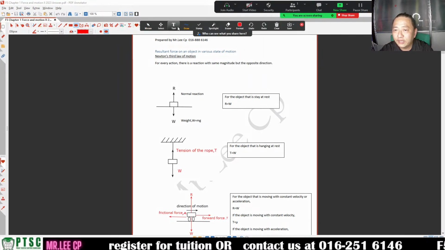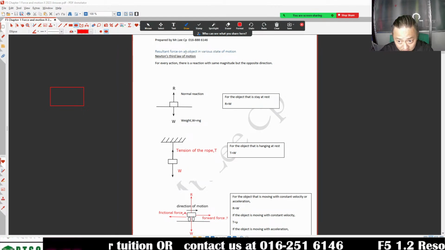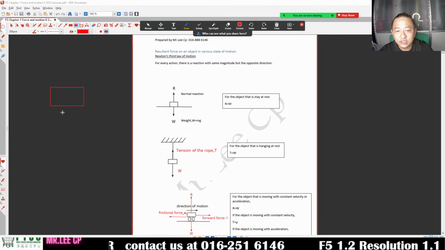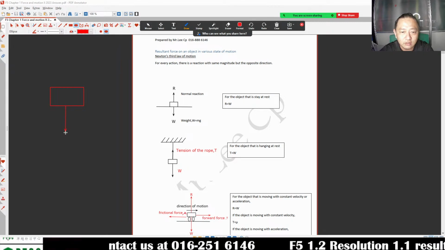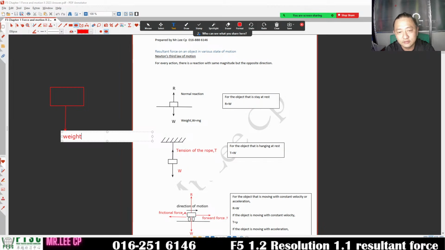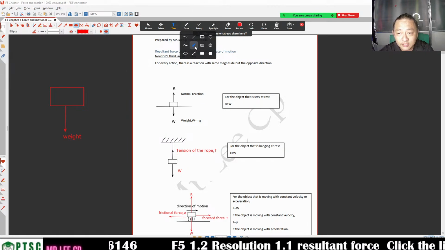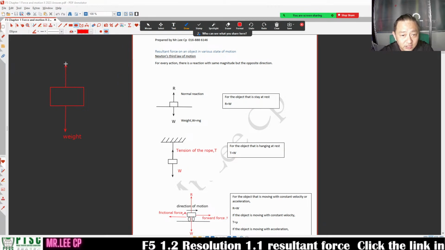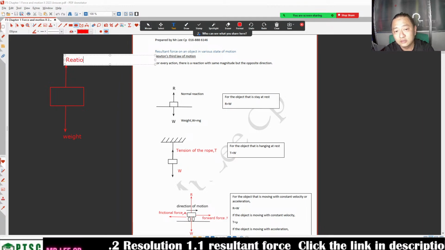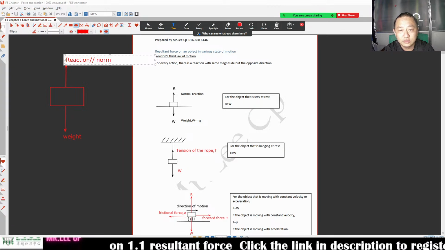So last week we talked about the name of the force, Newton's third law. Every action, so that is an action here. So this is the action. The action is called weight, right? Weight, we use the symbol W, right? And then there will be a reaction. This one we can call it reaction, or we can call it normal, right?